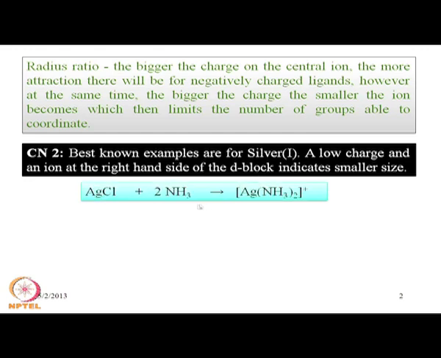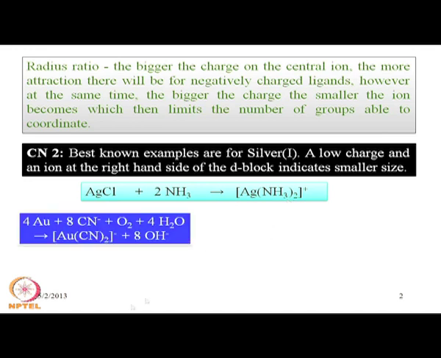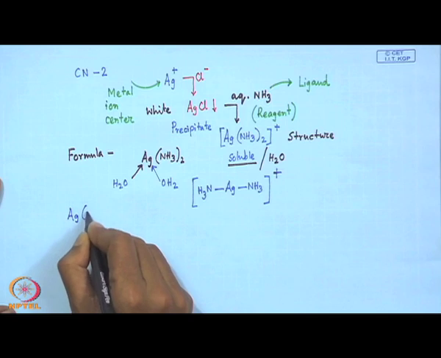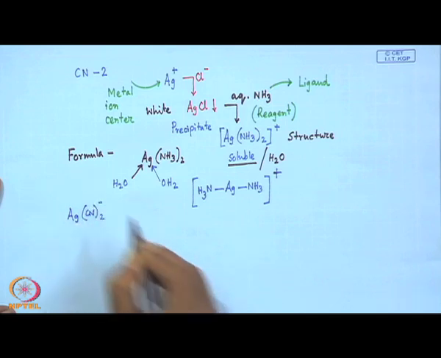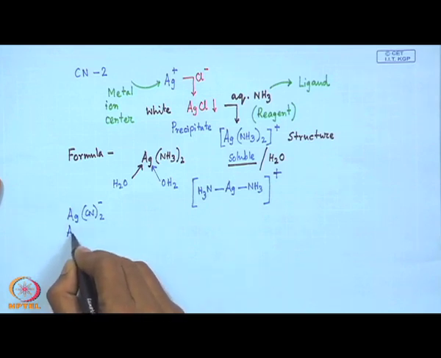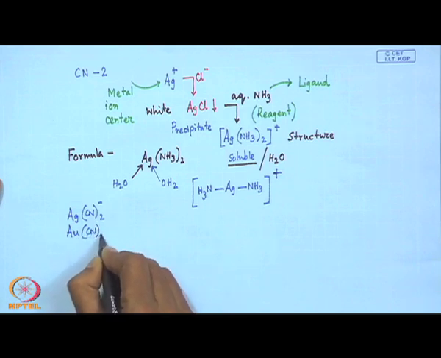And in this particular case, silver chloride reacts with ammonia giving Ag(NH3)2 plus, and we have seen just now that the corresponding reaction is like this. Similarly, if we change the ligand from ammonia to cyanide, we get another species where the ligand is the anionic one. So, what will be the corresponding structure if we have cyanide on silver or on gold?